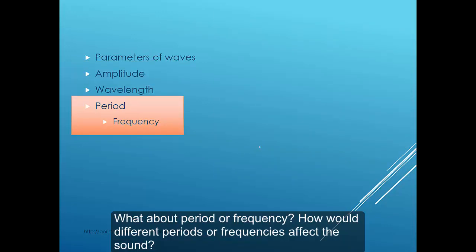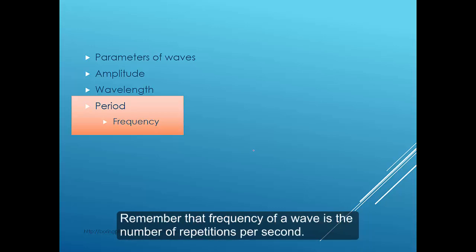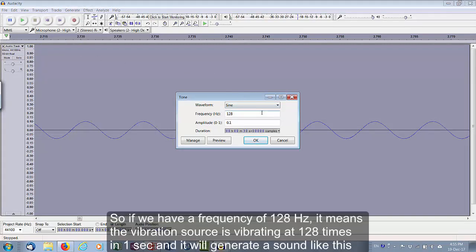What about frequency or period? How would different periods or frequencies affect the sound? We'll use frequency as it is conceptually easier to understand. Remember, the frequency of sound is the number of repetitions per second. Again, we'll use the program. So if we have a frequency of 128 Hz, it means the vibration source is vibrating 128 times in 1 second, and it will generate a sound like this.